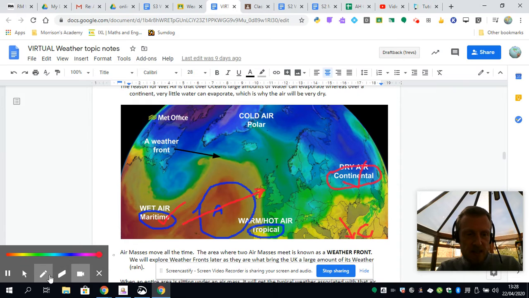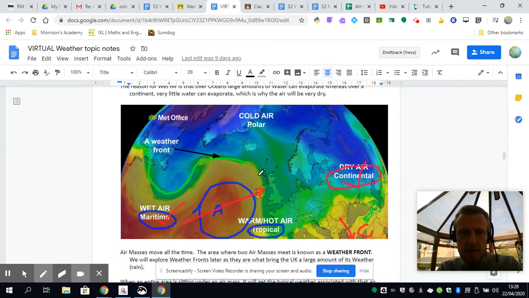Now, the final thing you can see on this little weather map here is the point where air masses actually meet, and in this case, we've got this huge front where the cold air masses, the polar ones, whether they're continental or whether they're maritime, are meeting the warmer air masses, whether they are maritime or whether they are tropical. And they have a meeting point. It's almost like a massive wall. And we call this a weather front.